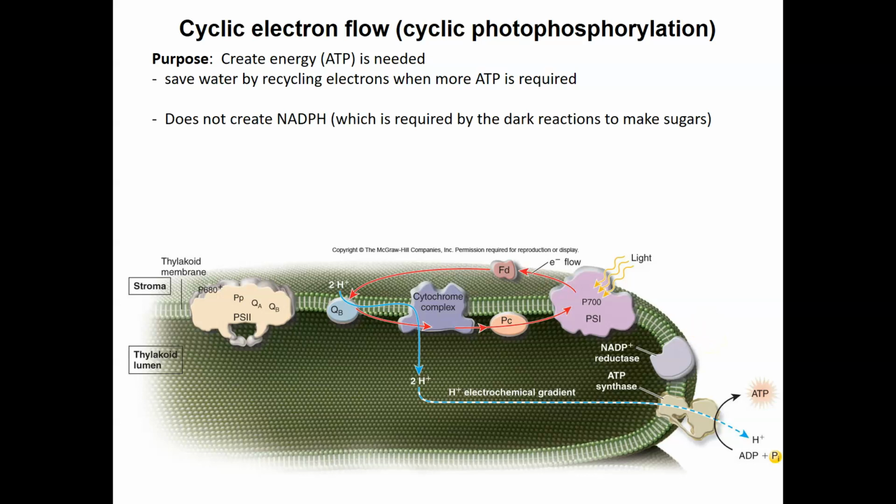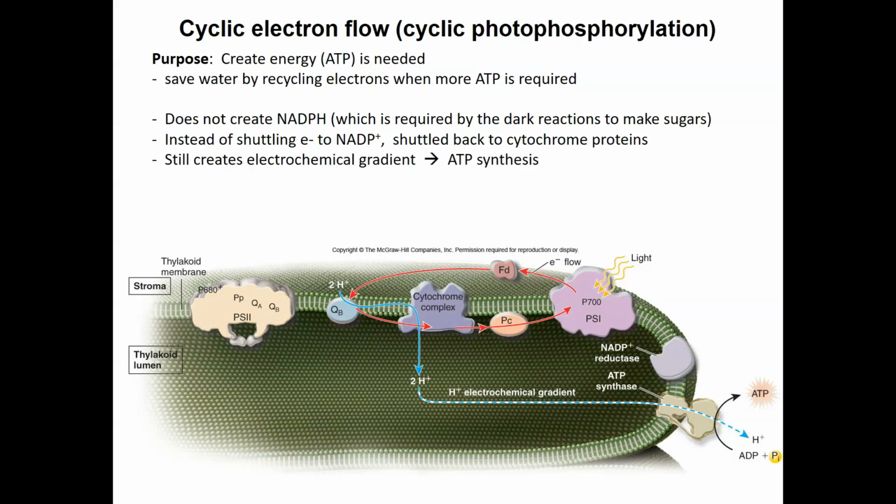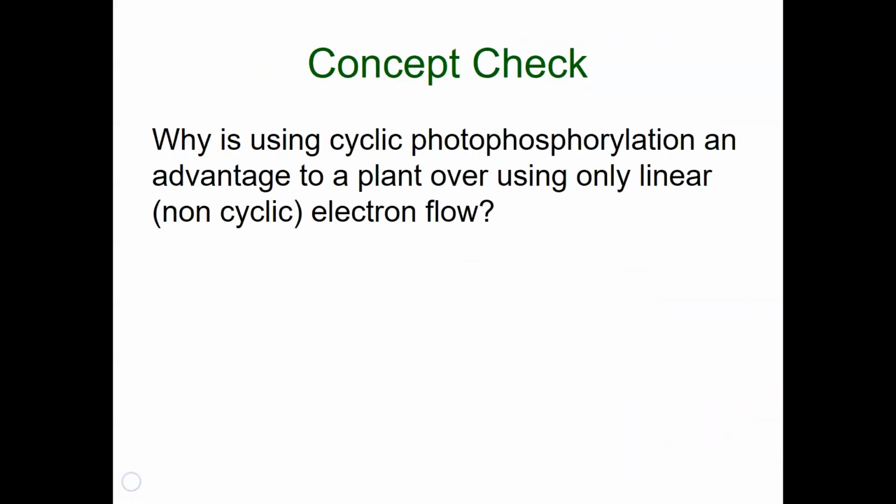So again, this process, cyclic electron flow, does not create NADPH. Instead of shuttling that electron to NADP+, we're going to just shuttle it back to the cytochrome proteins. And in effect, we are still going to be synthesizing large amounts of ATP. And again, the reason we're going to do this is because more ATP is required in the plant cell than NADPH.